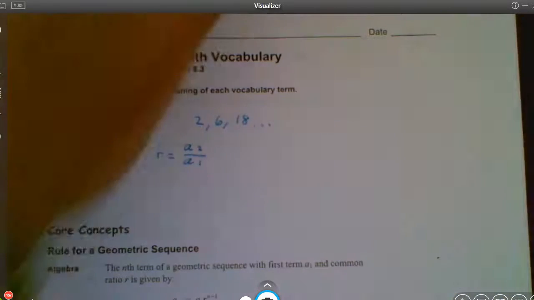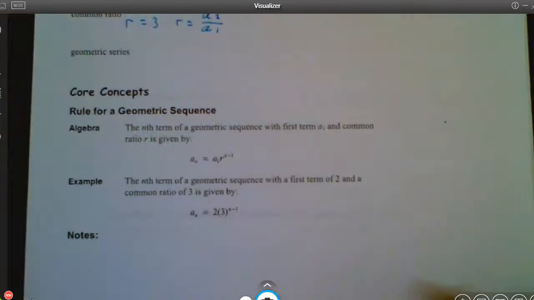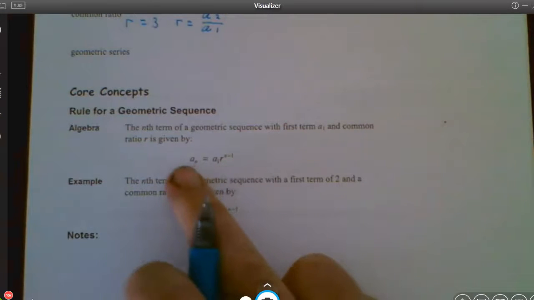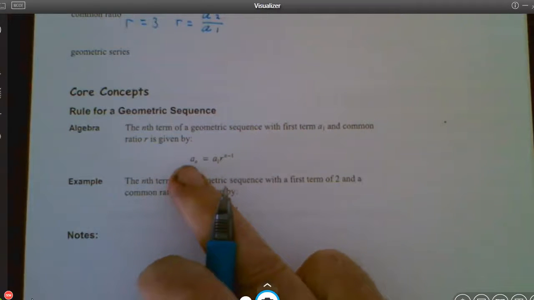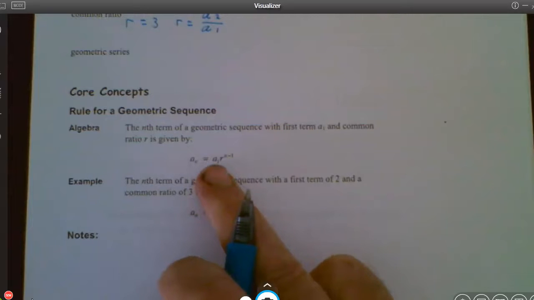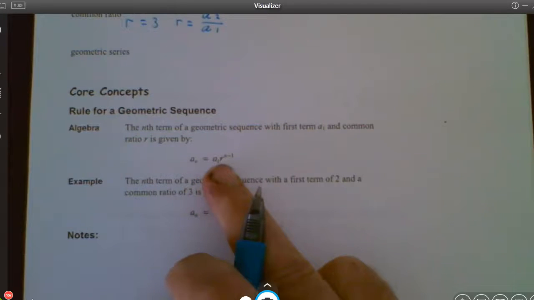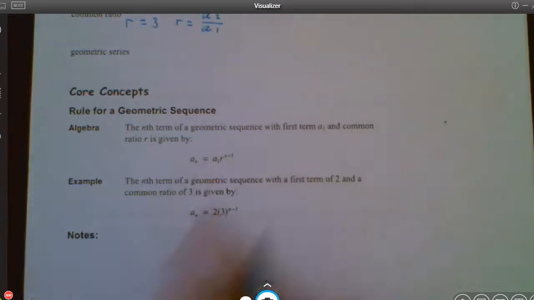So our new exciting formula for the day is going to be this one right here. So A of n is still the value of a term. A of 1 is still the first term in the sequence. R is the common ratio, and n is the term number. So that's what we're going to be using on these guys.